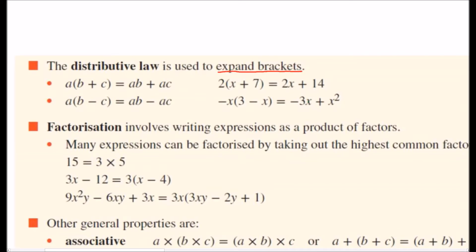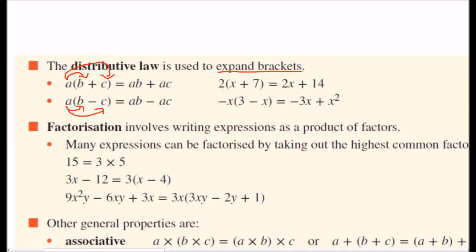Now, whenever you come across distributive law, you'll come across some brackets with a number on the outside, and all you have to do is multiply the number on the outside with each term inside the brackets. So this is going to be a times b, then a times c. When you work them out, it'll become a times b plus a times c, ab plus ac. And this one is going to be ab minus ac.